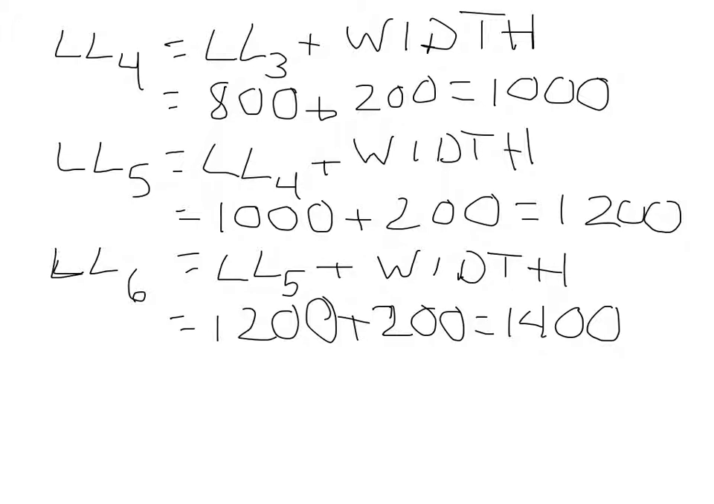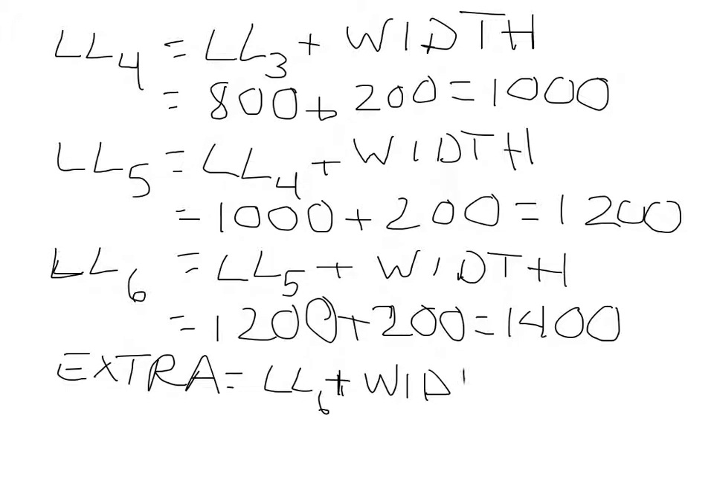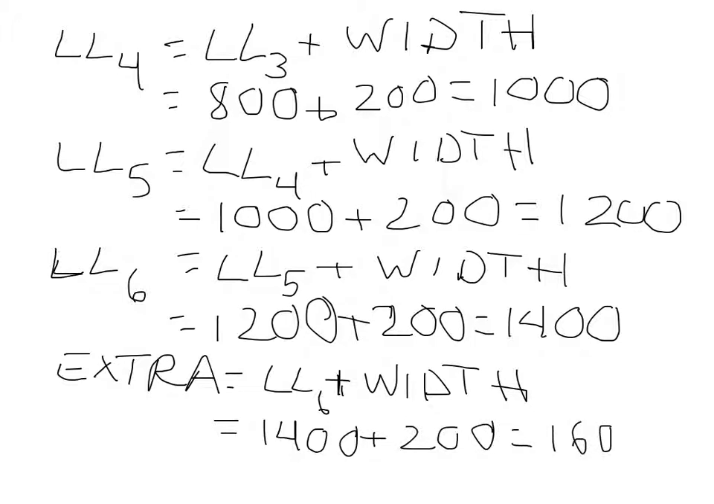Okay, now you always need an extra one at the end, so I'm just going to call this extra, and that's going to be lower limit 6 plus the width, and you'll see how we use this in a minute. That's going to be 1,400 plus 200, which is equal to 1,600. All right, so that sets up your classes. So let's start putting together our table.